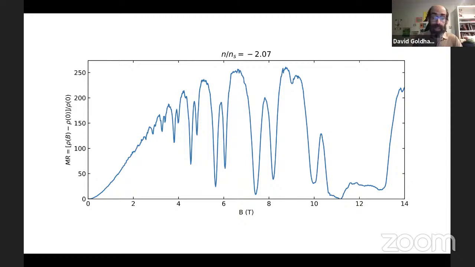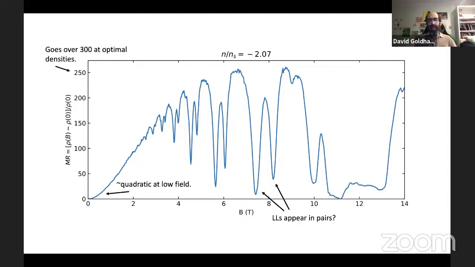And if we look closer, we get our second surprise, that the Landau levels seem to appear in pairs. I'm not showing this in terms of filling factor, but if I did, this would be an integer filling factor, and we'd have features split to above and below that integer filling factor. So that's again very unusual and surprising.